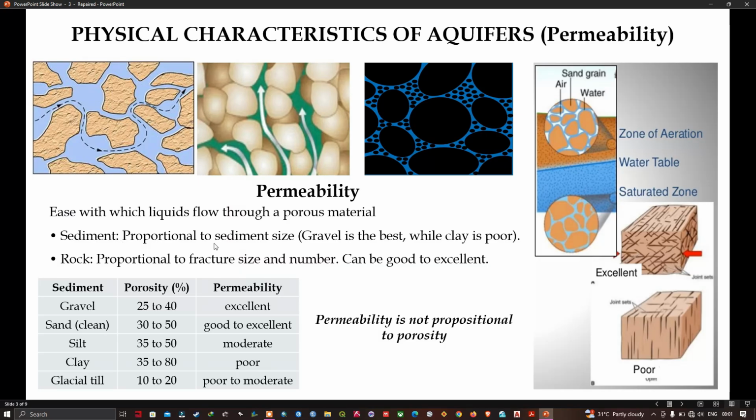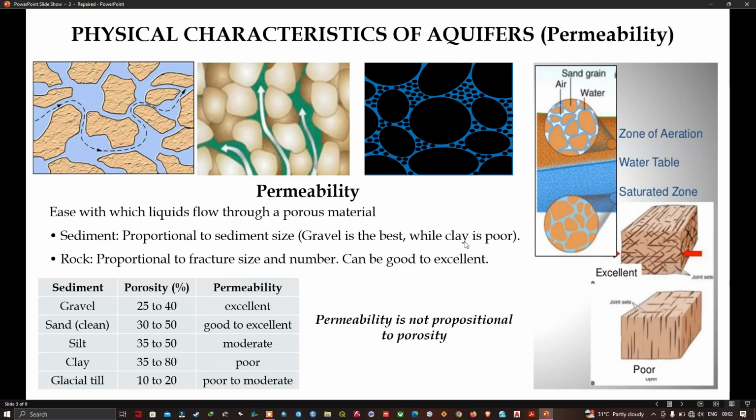So as the sediment size increases, the permeability also increases. For example, the gravel, which has the largest sediment size, has the highest permeability, while the clay has a very poor permeability.